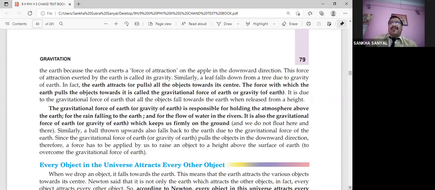So what should I say if I am asked about the definition of the force of gravity? We can say it is the force with which a body is attracted towards the center of the earth is known as the force of gravity.